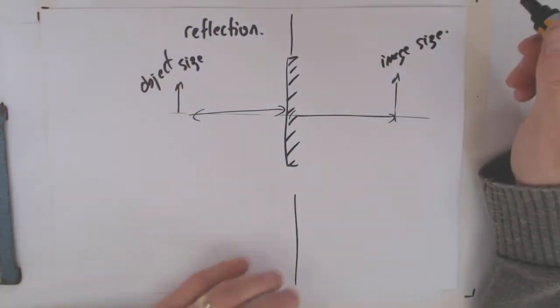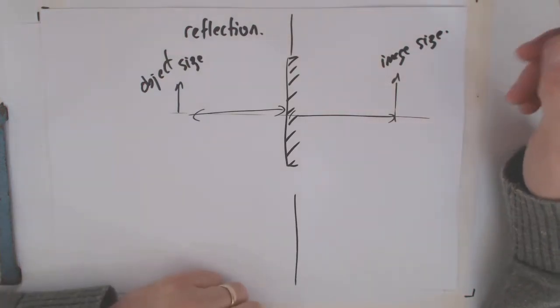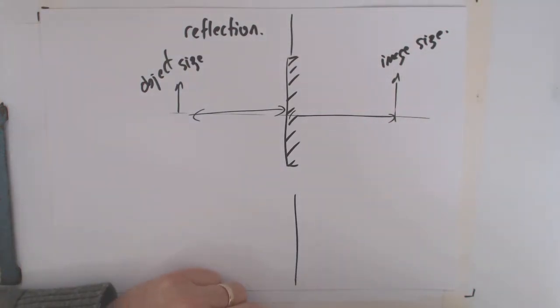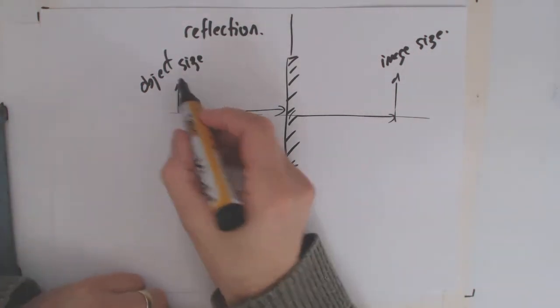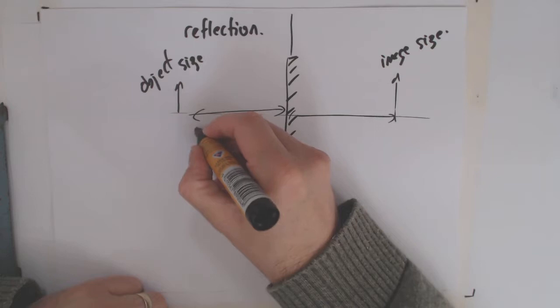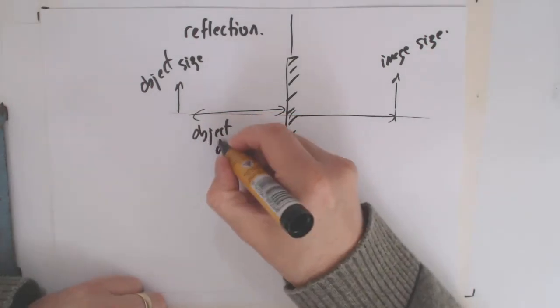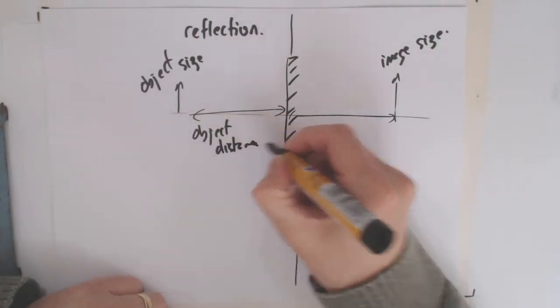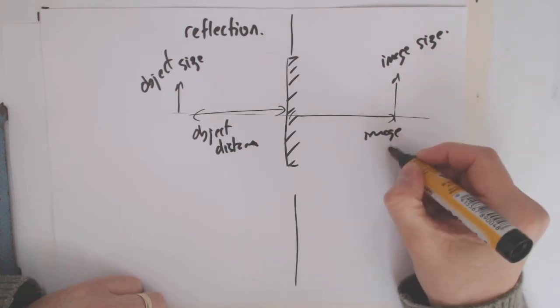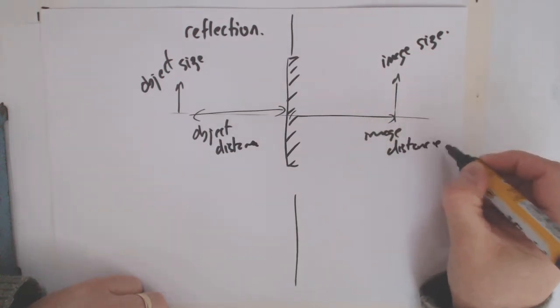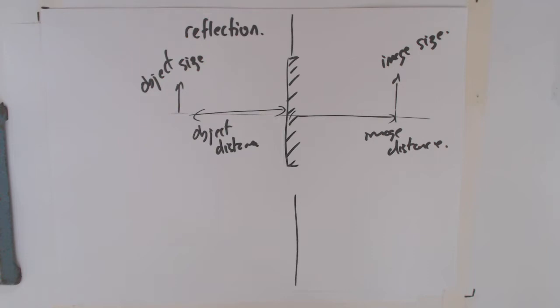Now you might be going, oh, so what? That's obvious. What's not going to be obvious is that with the curved mirrors and lenses, this doesn't happen. We get bigger images, smaller images. So what happens with the flat mirror is quite special. So the object size and image size are the same. The object distance and image distance are the same. All right, so that's quite special.